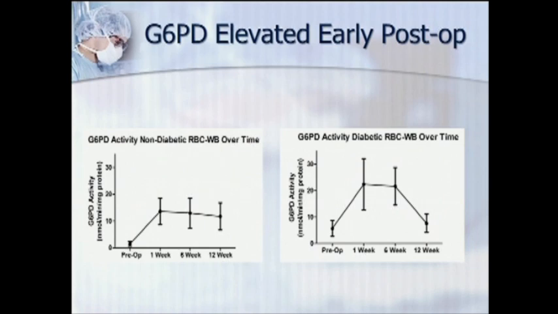After surgery, instead of decreases, we actually found an increase in activity amongst both groups. You can see here in the red blood cells of the non-diabetics, pre-op, 1 week, significantly higher, and then by 6 week and 12 week, just a very, very slow, not statistically significant decline. In our diabetics, we saw the same thing, an increase at 1 week and 6 week, but by 12 weeks, they seem to have come down almost to the preoperative level.